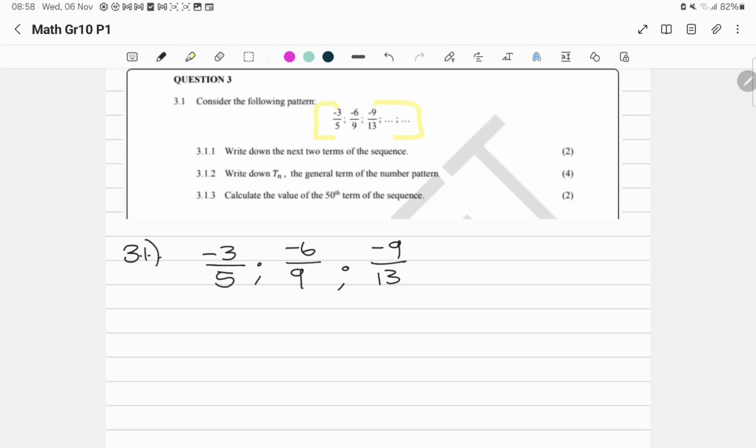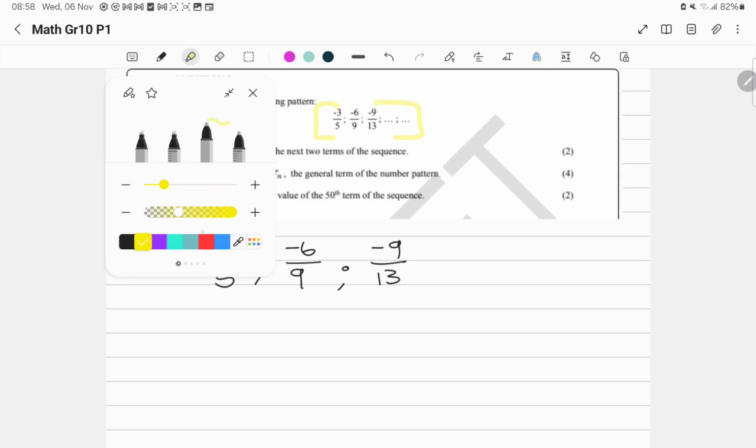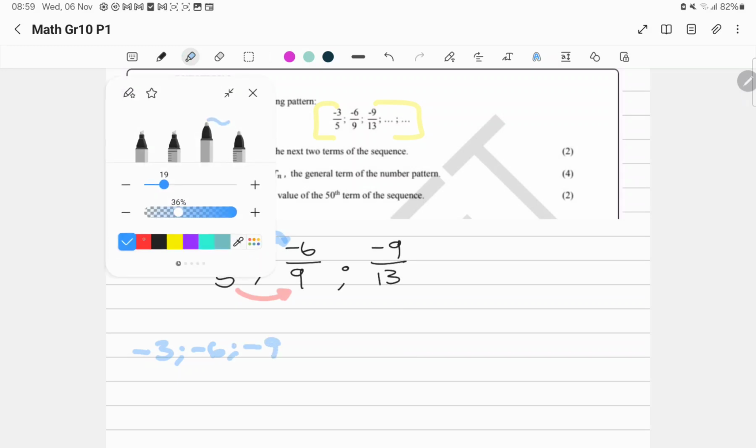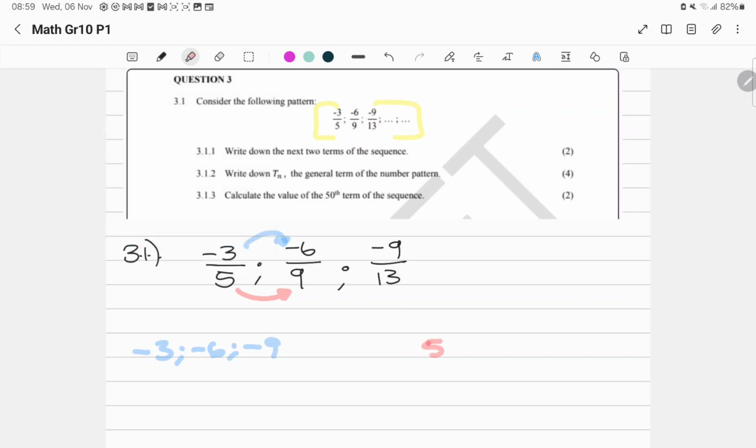So I need to ask myself, alright, what is constantly happening? What is happening from 5 to 9? And when you do the same for the top. So basically you have two different patterns. You have minus 3, minus 6, minus 9. And you have your bottom half, which is 5, 9, and 13. So you're going to work with your top part and with your bottom part.